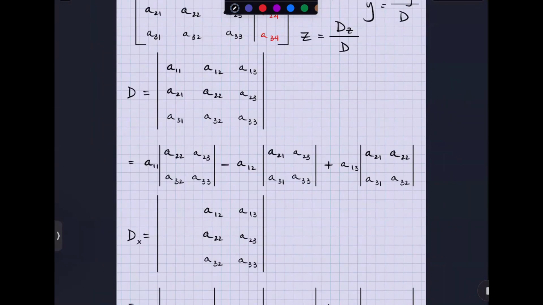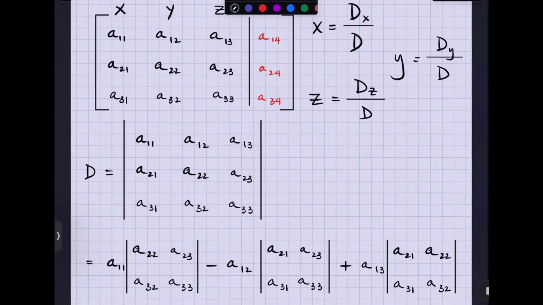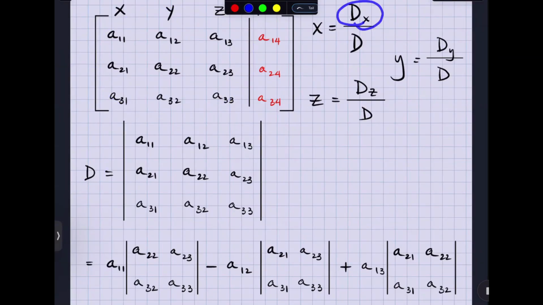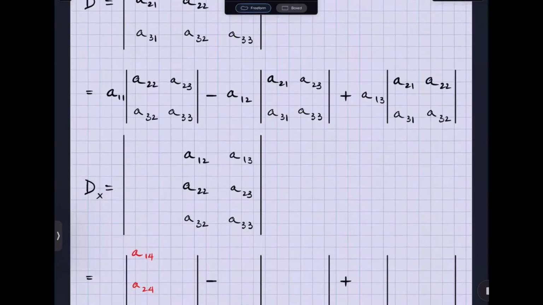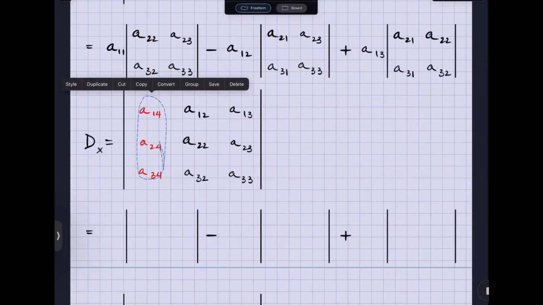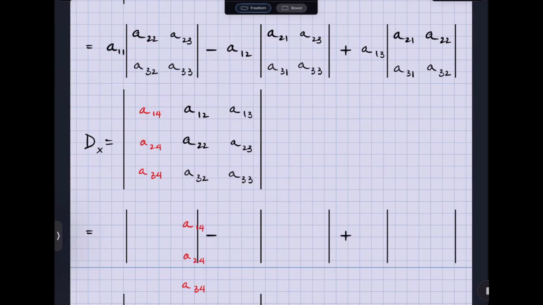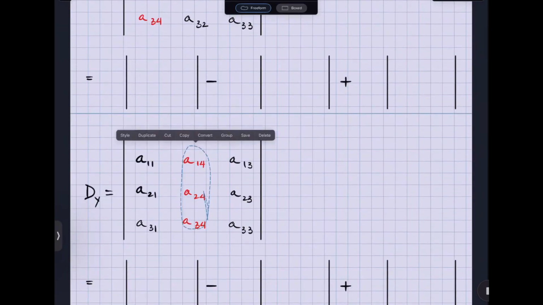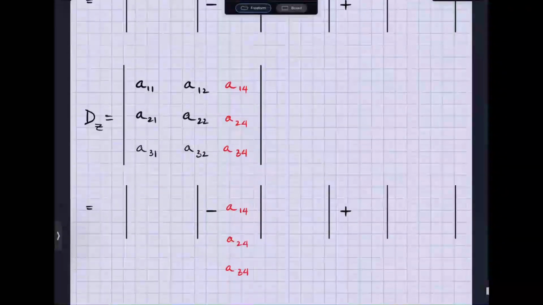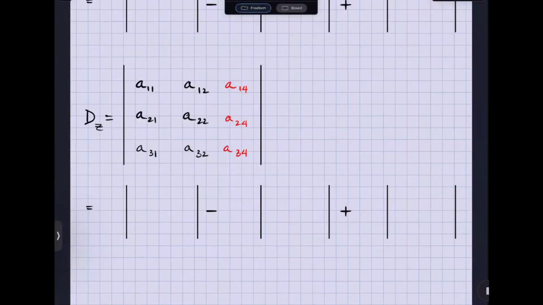So again, D is just what's in here. That is how you find D. Again, to find dx, however, I'm going to replace the x column with the answer column. For dy, I'm going to replace the y column with the answer column. And for dz, I will replace the z column with that.